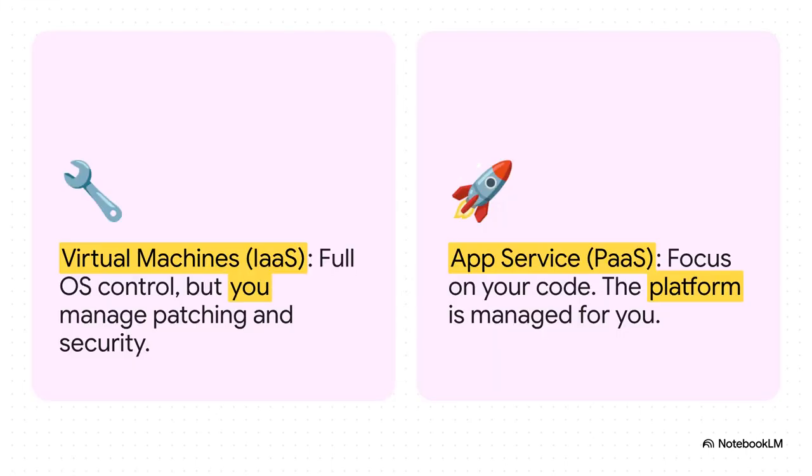This leads us right to a major decision. A virtual machine gives you full control, but you're on the hook for all the patching and security. An app service, on the other hand, lets you just deploy your code and forget the OS even exists. So what's the simple rule? If you're migrating an old app, what we call a lift and shift, a VM can be easier. But for a brand new web app, App Service is almost always going to be the faster, simpler choice.